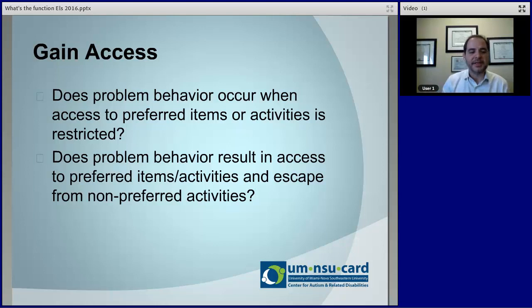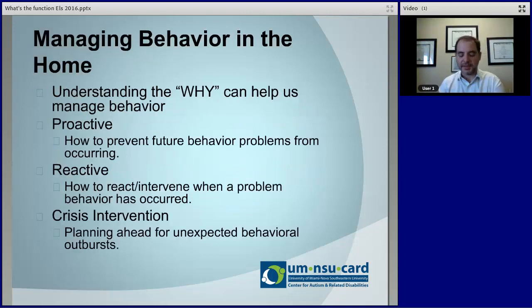And so behavior is maintained by access to the item. And we've probably all done this. "Okay, one more minute, and then we have to put it away. One more minute, and then we have to go." We're trying to avoid this big tantrum, but we're actually maintaining that problem behavior by giving further access. And so remember, what does that slide say? Don't give the reinforcer. And then take that reinforcer and give it to appropriate behavior.